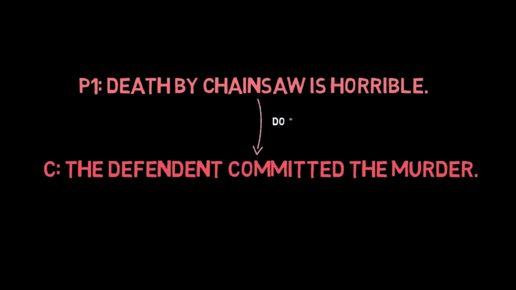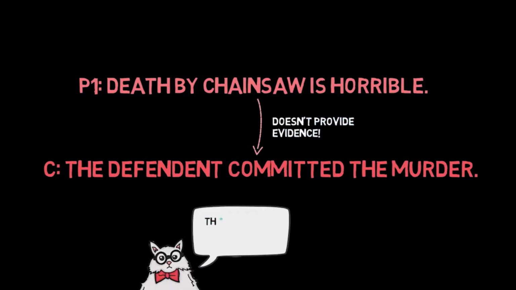Notice, however, that the second claim does not provide evidence for the first. It doesn't follow from the fact that death by chainsaw is horrible that the defendant actually committed the murder. In this scenario, the attorney has used the red herring since she's distracted the jury with a point that seems relevant, but actually is not.